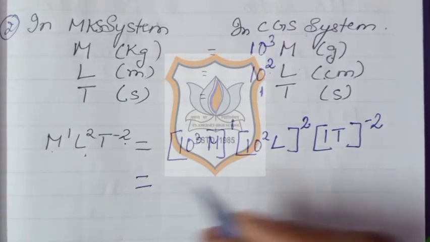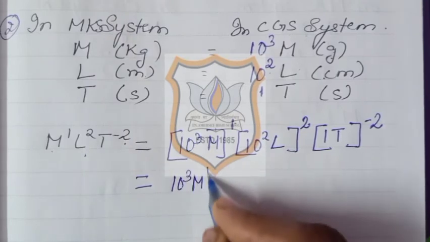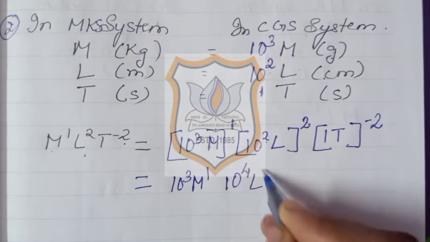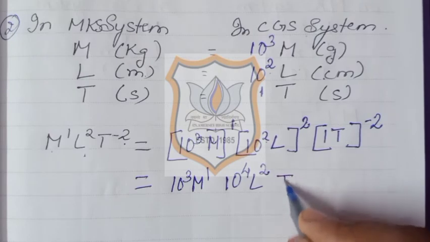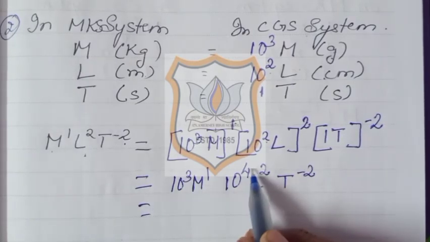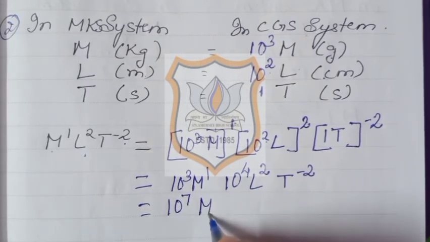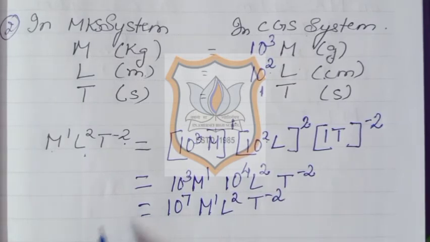Now just you have to solve this. 3 ones are 3. So 10 raised to 3, M raised to 1. 2 twos are 4. So 10 raised to 4, L raised to 2. 1 raised to anything is 1. So T will be minus 2. So this will be 3 plus 4, that is 7. So 10 raised to 7 M1 L2 T minus 2. So we have converted the MKS system into CGS system.